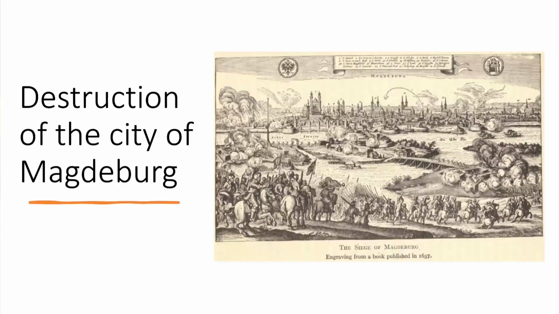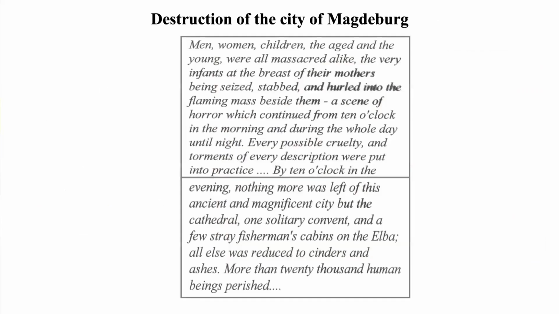The following historical account of the destruction of the city of Magdeburg provides a glimpse of the destructive nature of this war. A historian recorded that men, women, children, the aged and the young were all massacred alike. The very infants at the breasts of their mothers being seized, stabbed, and hurled into the flaming mass beside them. A scene of horror which continued from 10 o'clock in the morning and during the whole day until night. Every possible cruelty and torments of every description were put into practice.